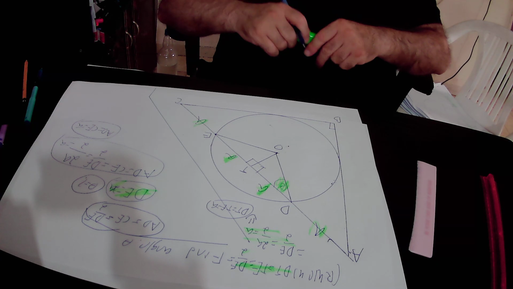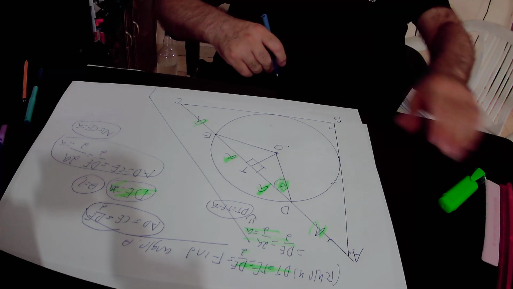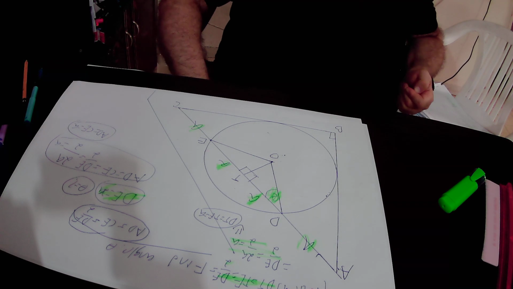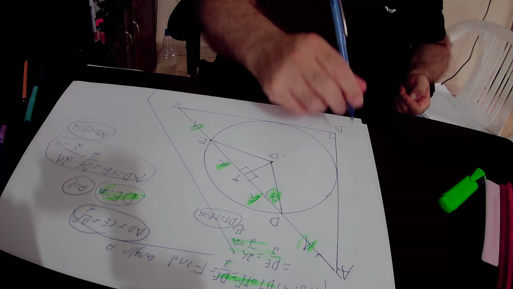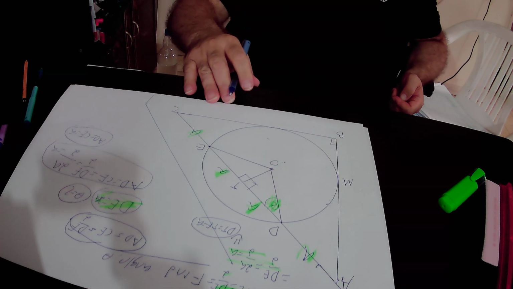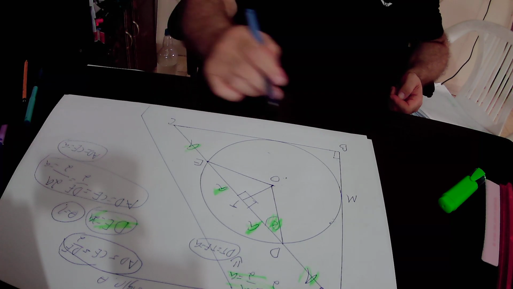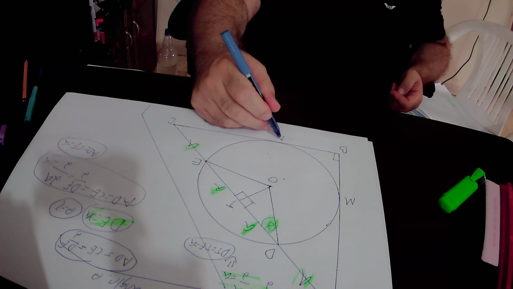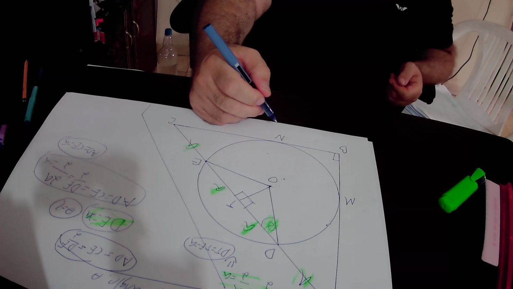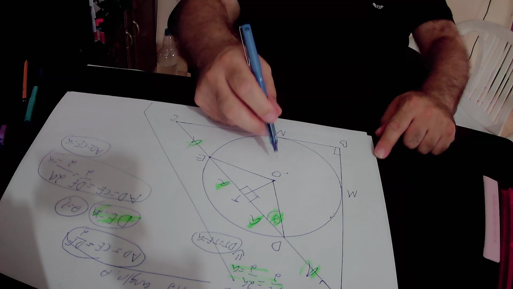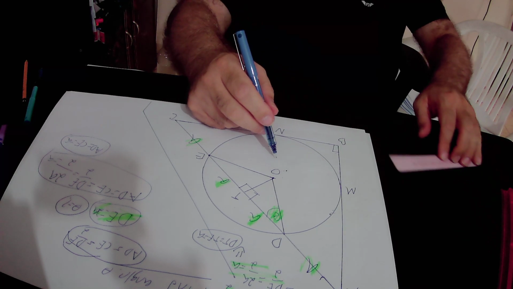In the next step, we'll define the point of tangency of tangent AB with this circle as point M. We will define the point of tangency of tangent BC with this circle as point N. We will join points O and M together by a straight line.